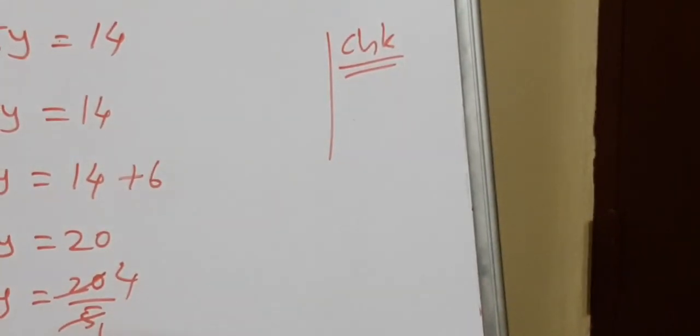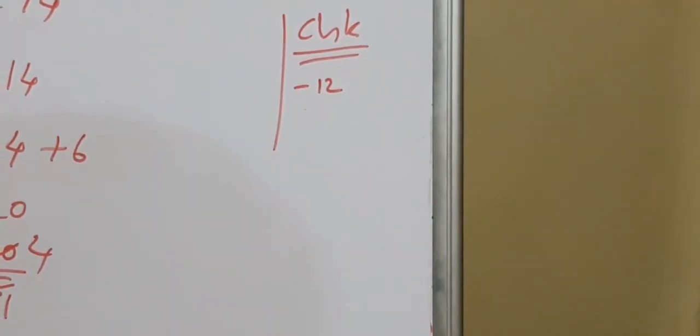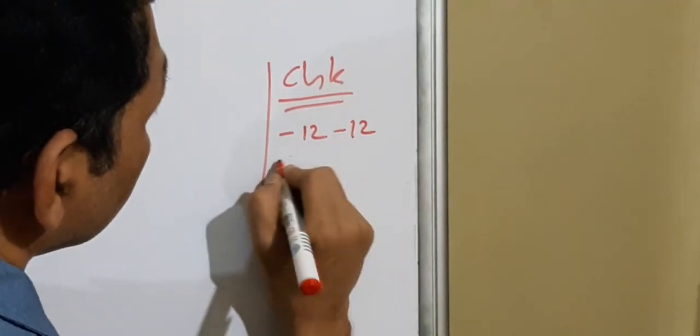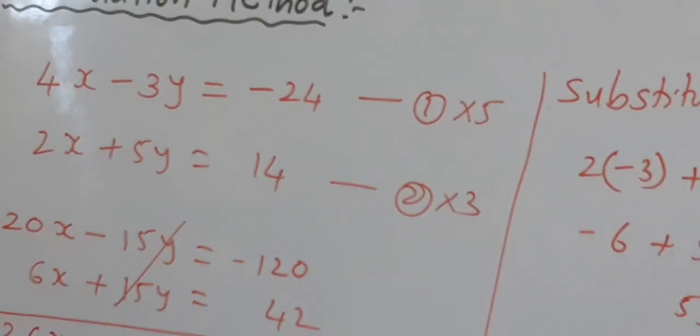Here 4 into minus 3 will be minus 12, and 4 into 3 again is 12, minus 12, this gives us minus 24. So the first equation is satisfied. We will go for the second equation.